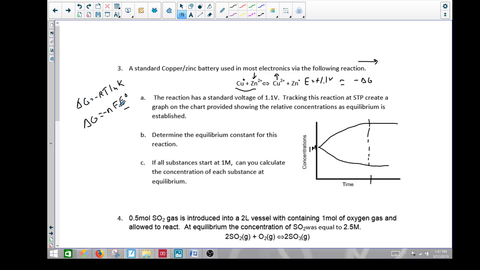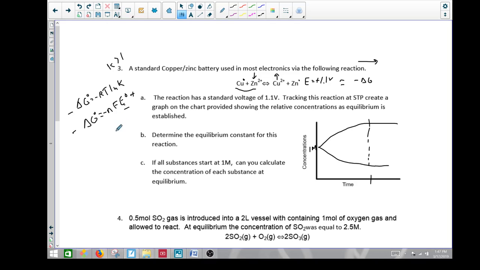So this is really just a plug and chug problem, but I would point out more importantly, this guy is positive, so this should be negative. This is negative, therefore K should be greater than 1, because these are products. A couple things we want to point out here. I'm assuming by the time you have listened to this, you know all the electrochemistry.